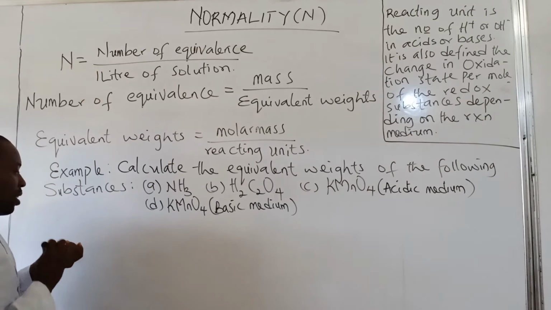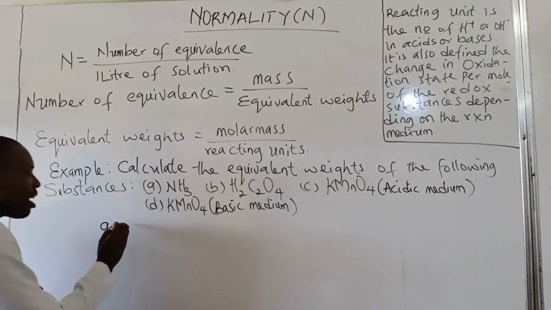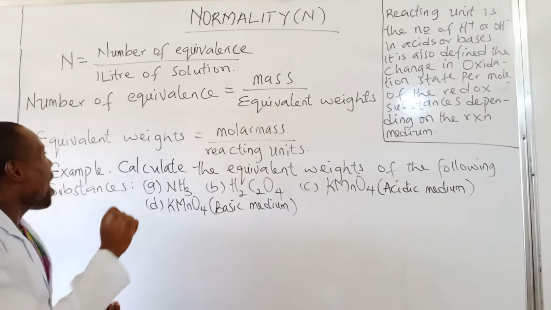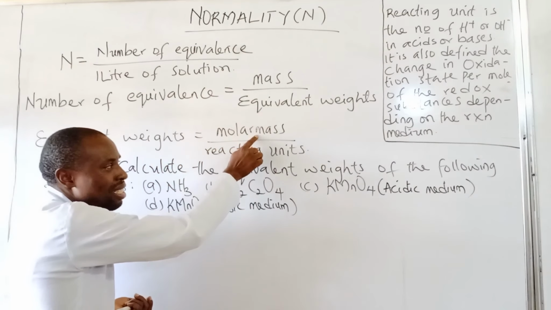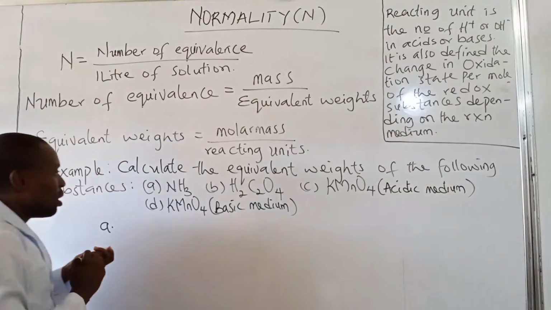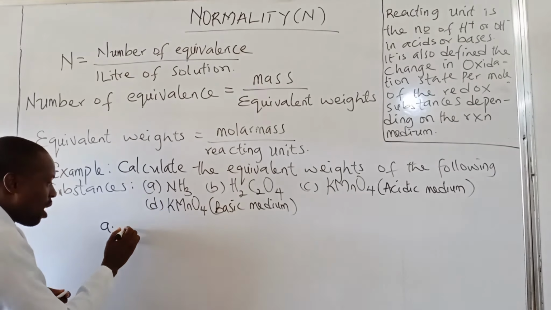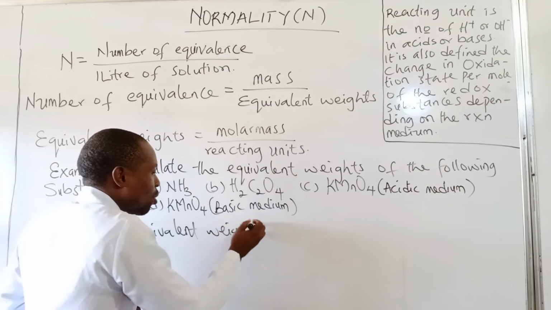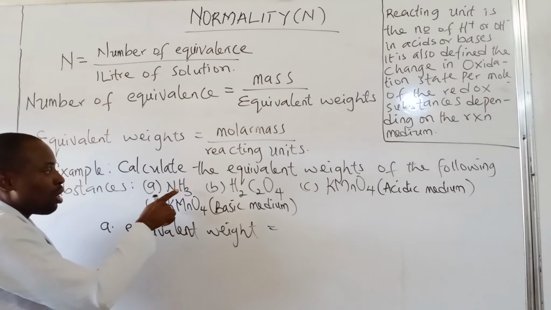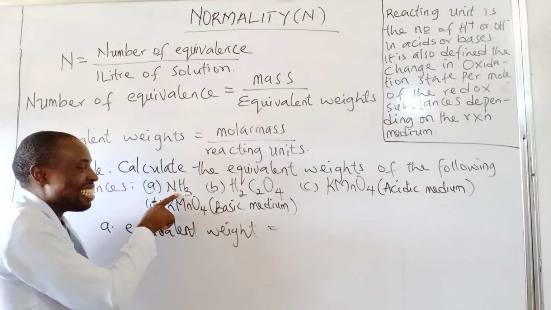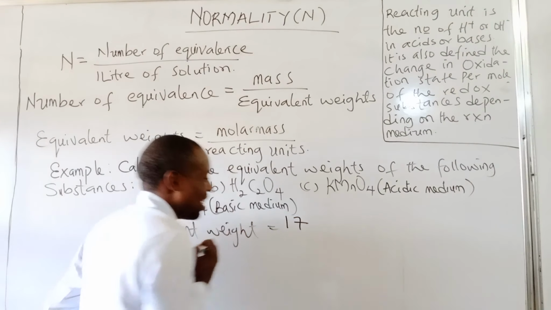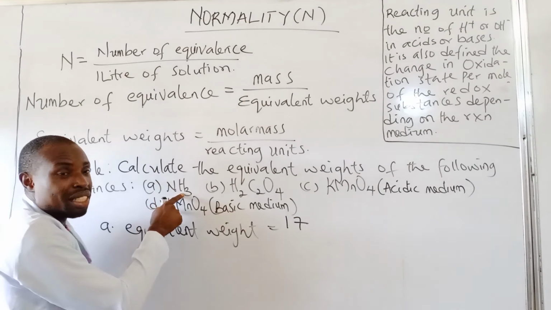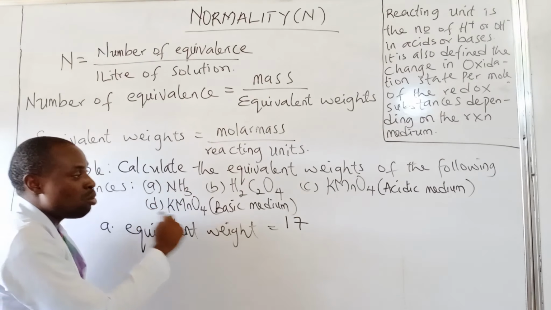Now we pick the first one, A. Remember that we have said that equivalent weight is defined as the molar mass over the reacting unit. So, for A, the molar mass of ammonia is 17. Nitrogen is 14, hydrogen is 1 times 3, which is 3, plus 14 gives me 17.